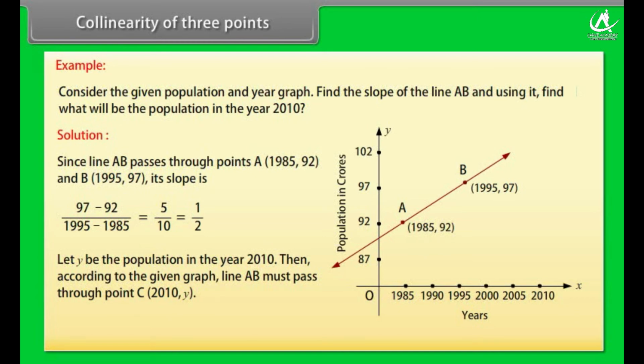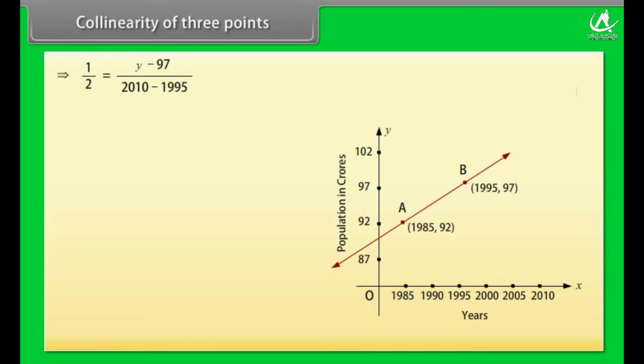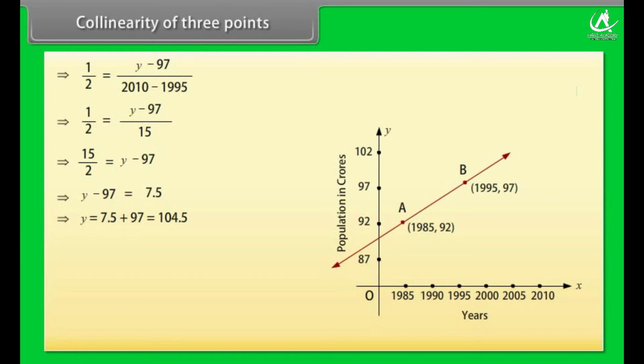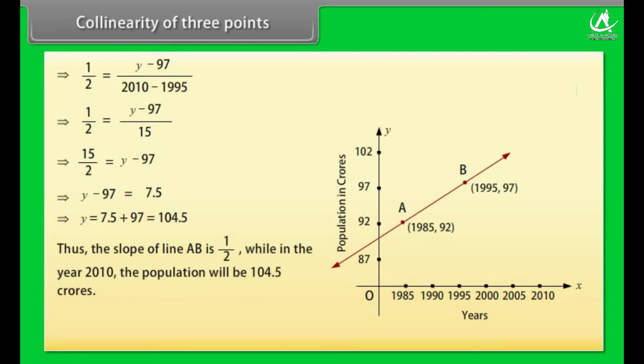Then according to the given graph, line AB must pass through points C (2010, y). Therefore, slope of AB is equal to slope of BC. 1 by 2 is equal to (y minus 97) divided by (2010 minus 1995). On solving, we get y is equal to 104.5. Thus, the slope of line AB is 1 by 2, while in the year 2010, the population will be 104.5 crores.